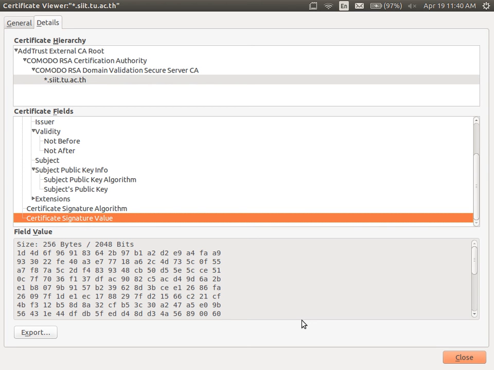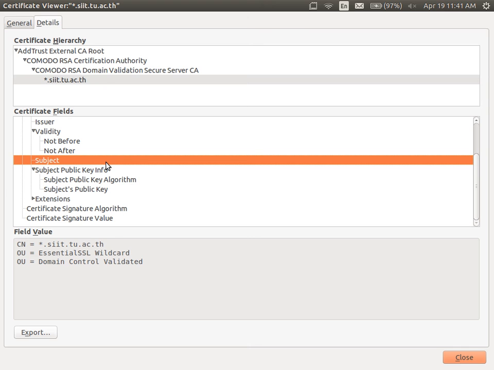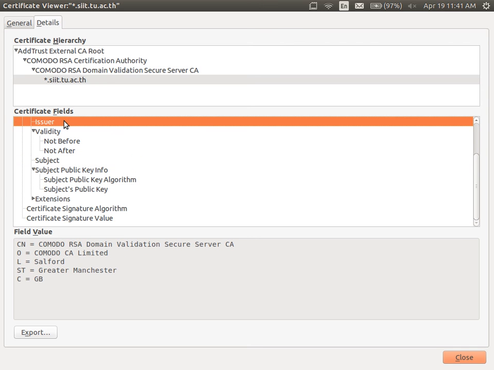So that last component is where we take all the other fields, hash them with SHA-256 and encrypt with the private key of the authority, and the resulting signature is included here. That's the end part. So the subject of this certificate was SIT. It was issued by Komodo RSA Domain Validation Secure Server CA.